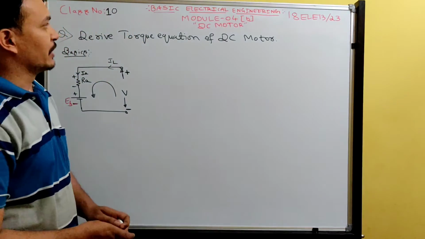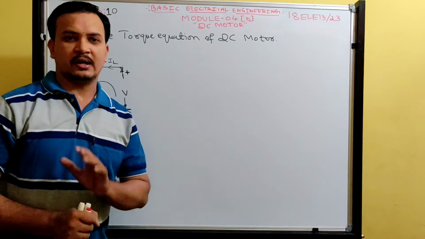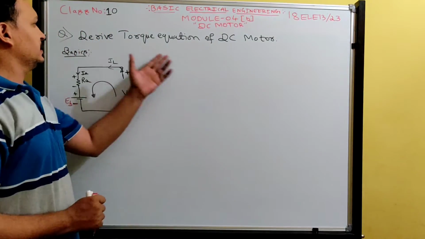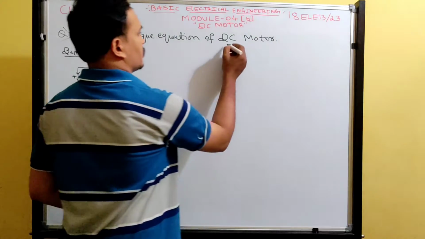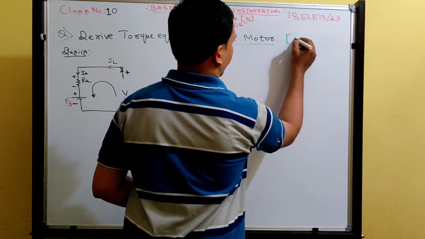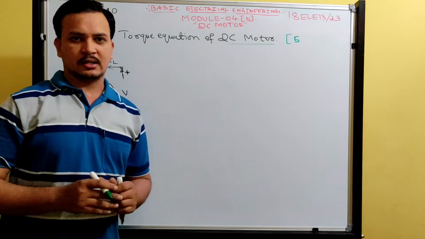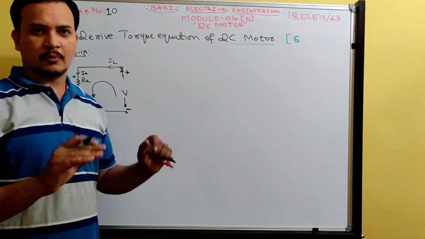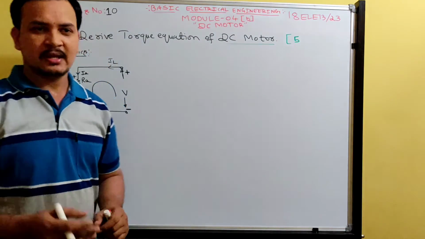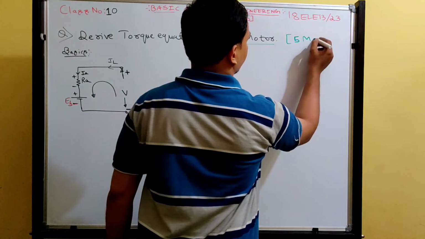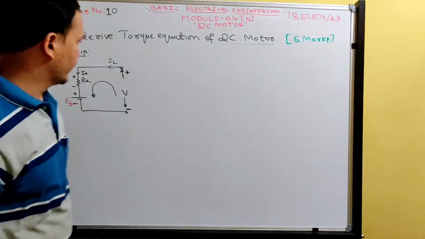So we are doing lectures on module 4. It is class number 10. Dear students, in this lecture we are going to study the derivation of torque equation of DC motor. This is very much important for exam because all the topics under DC motor have already been asked in exams. Whatever questions are asked in DC motor are repeated questions for coming exams. This question will be asked for 5 to 6 marks. I will take 5 marks.